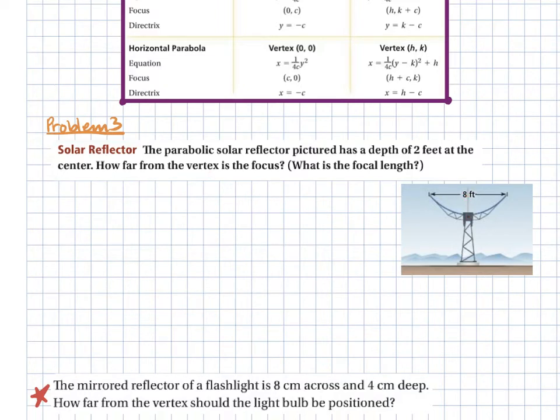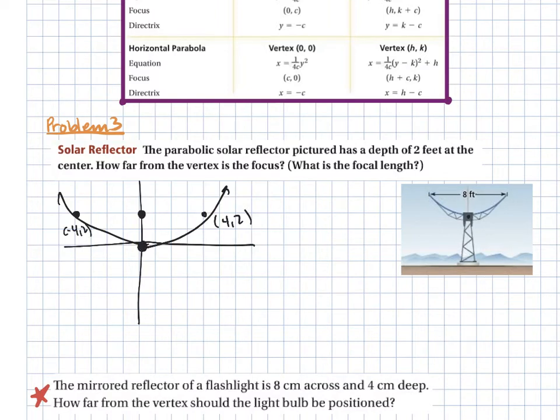So what we want to do is use the equation of a vertical parabola. In this case, let's call the vertex the origin. So we can actually make a graph of this. This is going to be 2 feet, so this is 2, and then this is going to be 4 and 4. So we know that this point is (4, 2), and this point is (-4, 2).